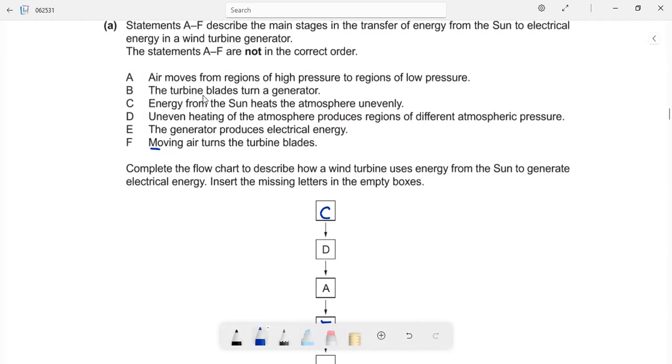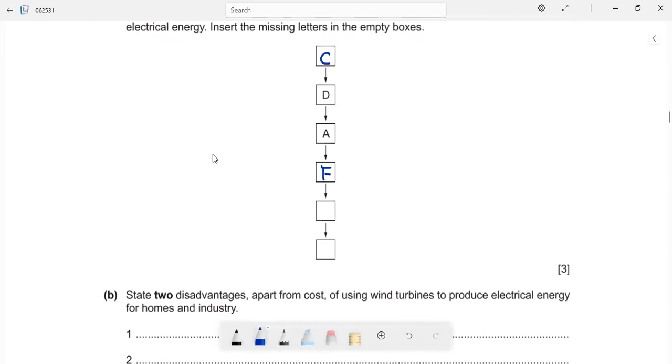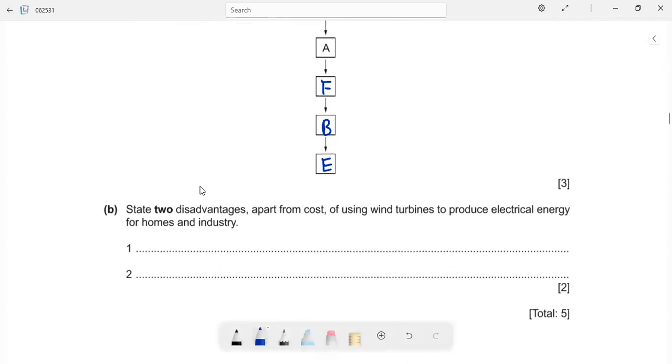Next, it is the turbine blades turn the generator. So next will be B, then E. So the answer will be B, then E.